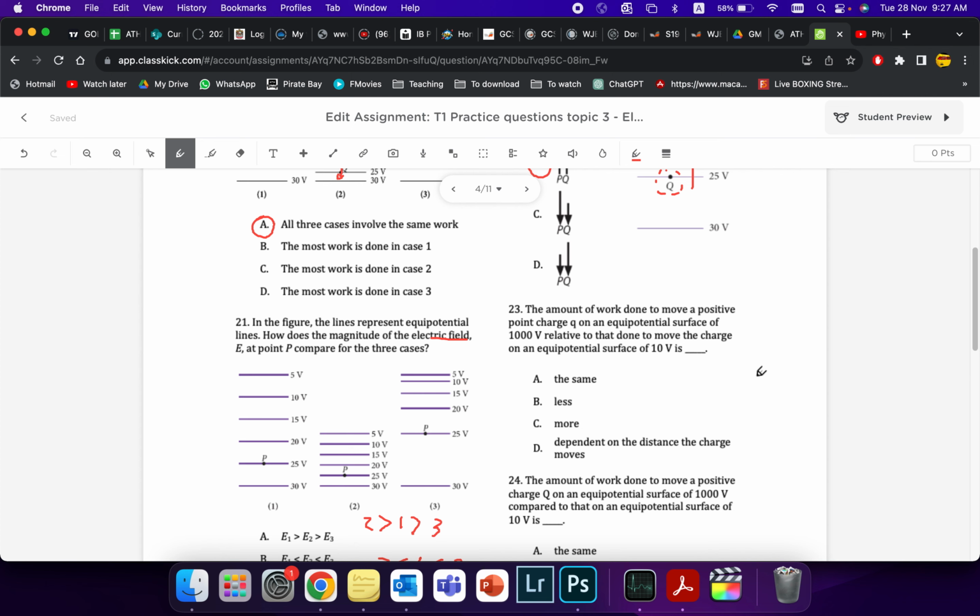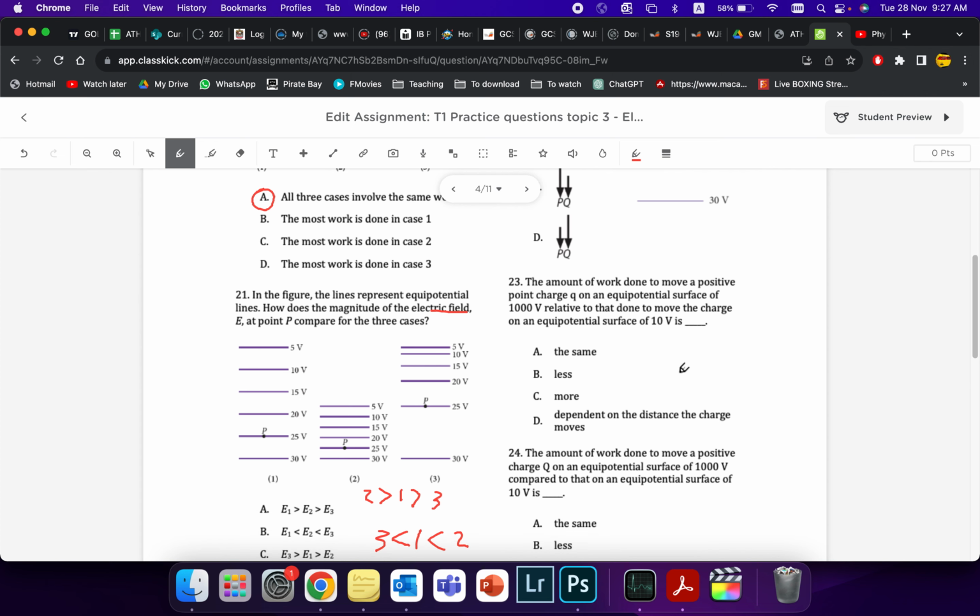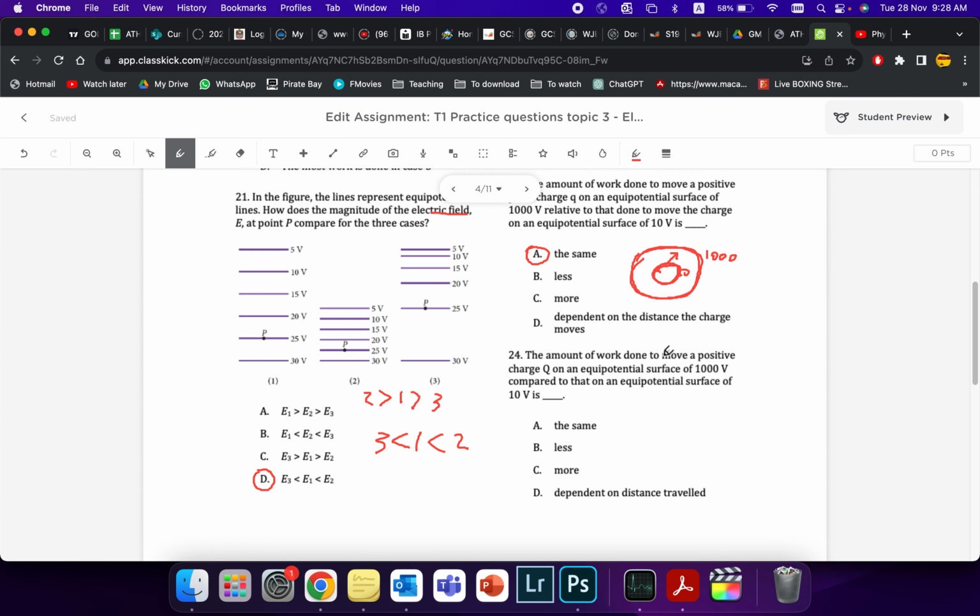The amount of work done to move a positive charge in an equipotential surface, what basically means it's moving around the equipotential surface. So it doesn't really matter. Both work done are actually going to be 0. If I had an equipotential surface of 1,000, and I had an equipotential surface of 10, moving around this is the same as moving around this. I know this is a bigger V, but the change of V will be the same. Actually, it will be no change of V. The only time you'll get work done is if you go between the V's. So that means, in this case, they're both 0. So we can consider that as the same. Both are going to be the same.